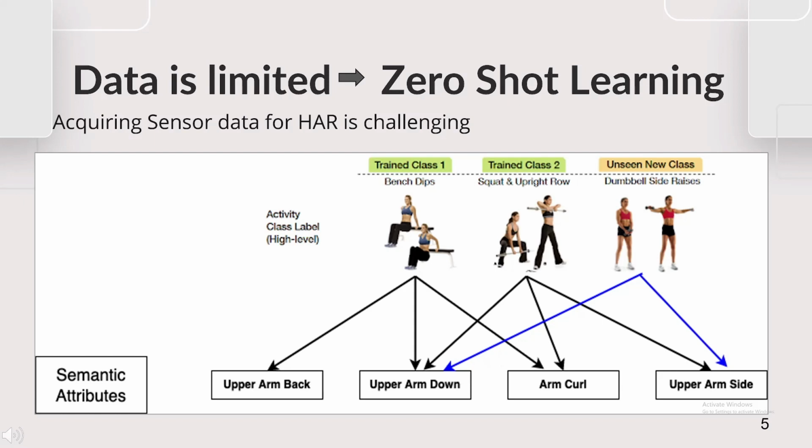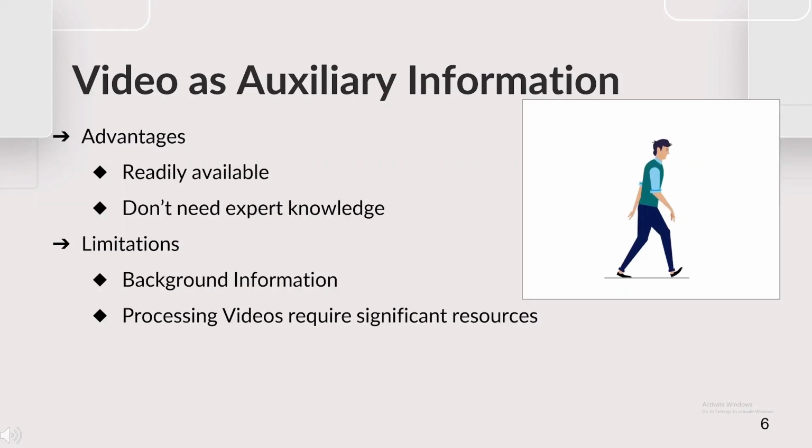But the major key factor is the auxiliary information required to use this strategy. Currently, the majority of zero-shot learning work uses text labels like these as auxiliary information. But video data seems like a better alternative for auxiliary information. Why? Because videos are readily available, and unlike the text attributes earlier, we don't need expert knowledge to create them. But there are also a few disadvantages of using videos as well, it being that for human activity recognition, background information is not required and might confuse the model, and also processing videos takes a considerably long time.